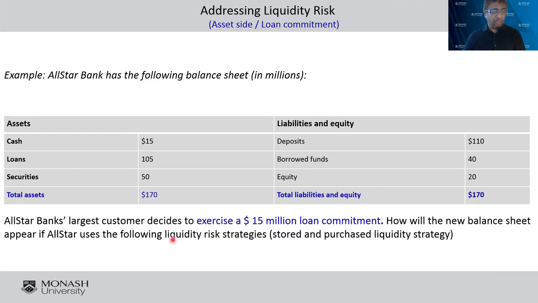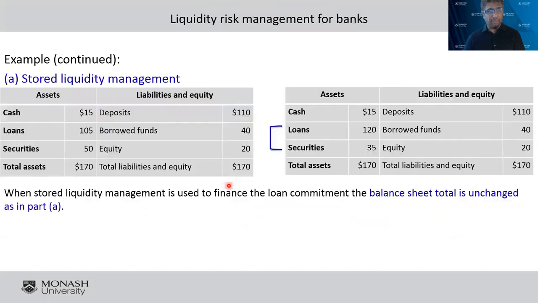All Star Bank's largest customer decided to exercise a 15 million loan commitment, which means the asset side will increase by 15. How am I going to finance this one? I can finance it from the asset side, or I can finance it from the liability side. What will happen if I finance it from the asset side? The loans were 105, now it becomes 120. And my securities used to be 50. Now I sell some of them and pay for this loan, so I drop it by 15 to 35. What is the impact on the balance sheet? Nothing, it's still 70.